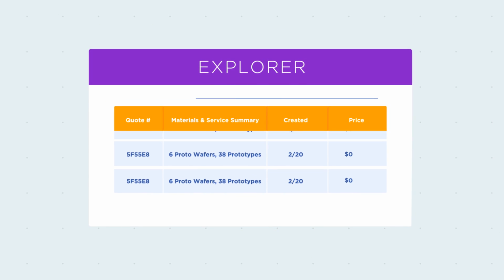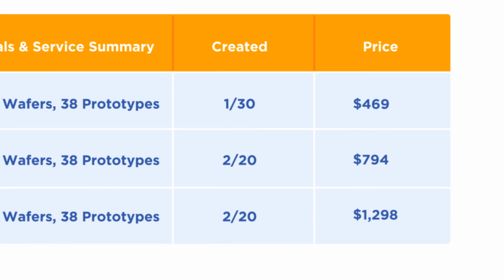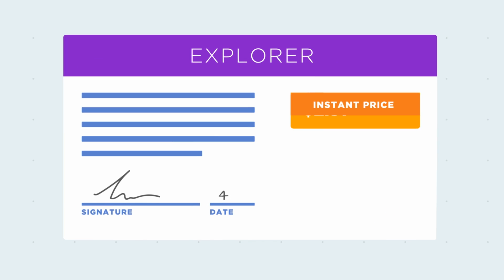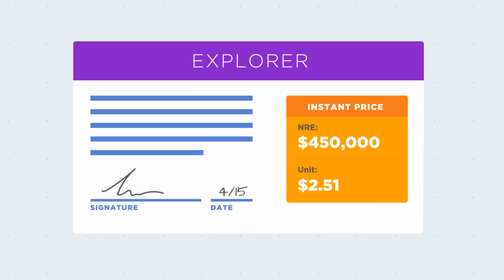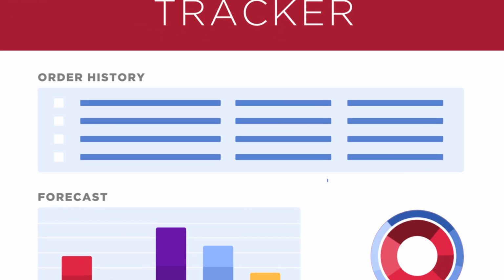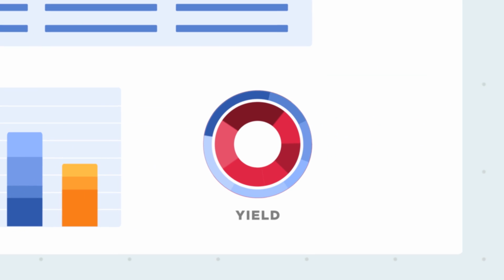Explorer lets you compare and contrast options and get fast, accurate cost information. Not estimates, but actual binding quotations for multiple engagement models. Tracker provides real-time IC delivery information, including order history, forecasts, and yield data.